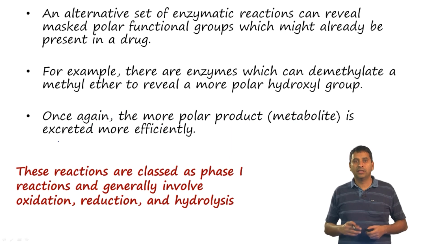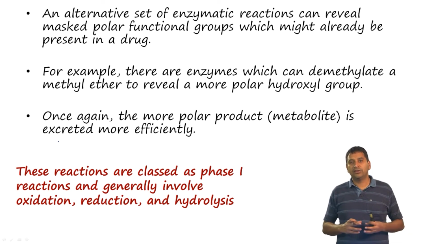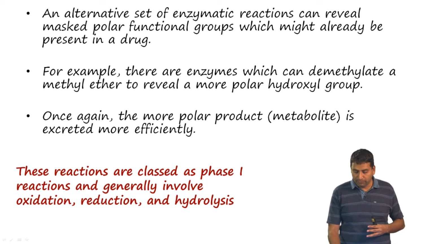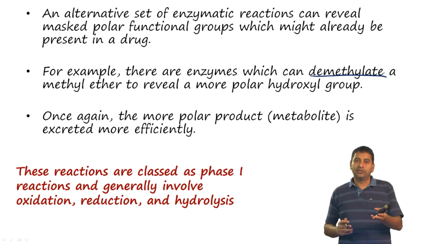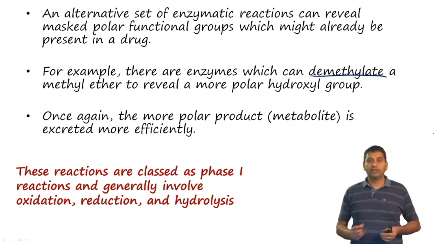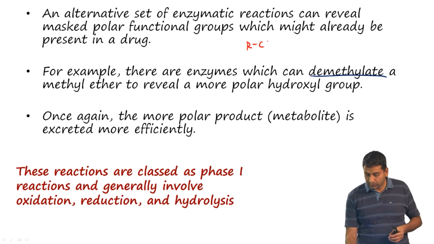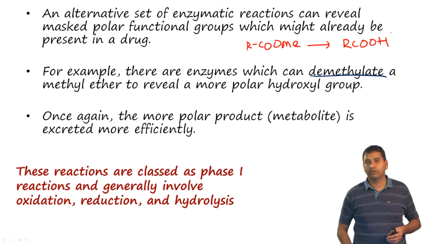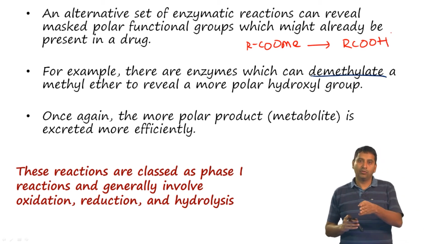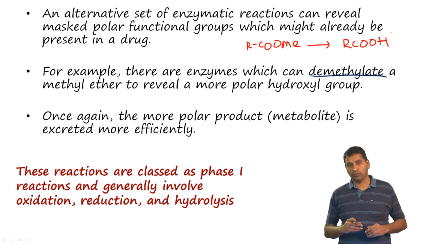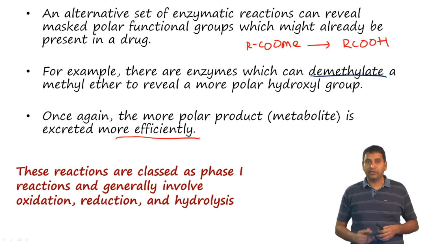and helps our system to get rid of it through the kidneys. An alternative set of enzyme reactions can also reveal masked polar groups. Let us say there is a molecule which has an ester in it. If you do a demethylation of the ester, then the ester is going to get converted to a carboxylic acid. The reaction that we are looking at is RCOOMe getting converted to RCOOH. This kind of transformation is going to make the molecule more water soluble. And again, once you make it more polar, it is excreted more efficiently.